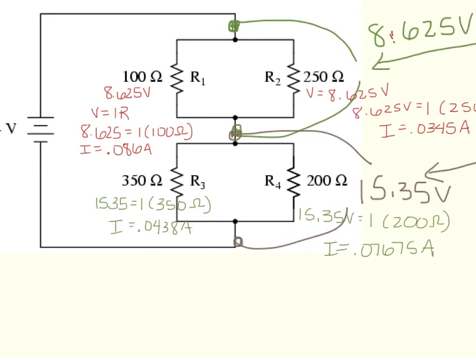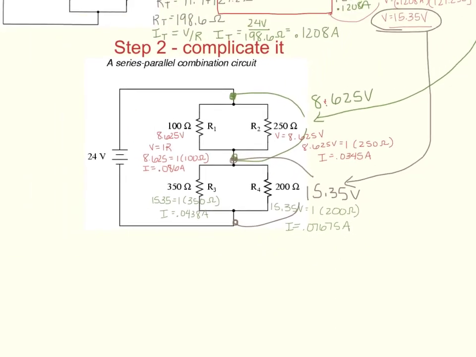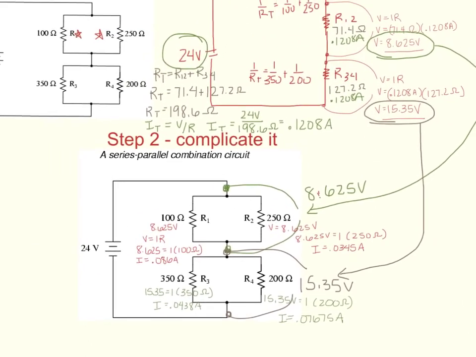The basic idea, the main thing that you should pull away from these problems, and we're done with the problem now because we have the current through each resistor, the voltage through each resistor, as well as the voltage through the battery, the current through the battery and the total resistance for the battery, we're done with the problem.